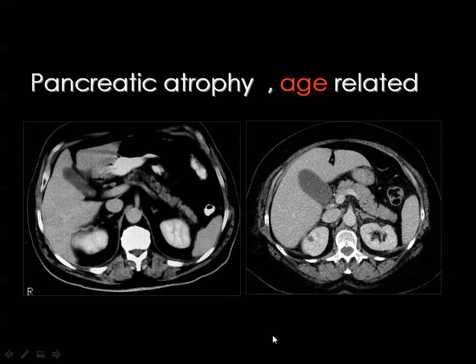Then the pancreas is usually of almost similar or less density than the liver and the spleen, and is located obliquely, as I have said, in the abdomen. In old age, the pancreas gets atrophic and is infiltrated by fat, and this will not affect the pancreatic function. It's expected to see a pancreas like this in old age, and this is a normal finding or an aging process related to the pancreas.